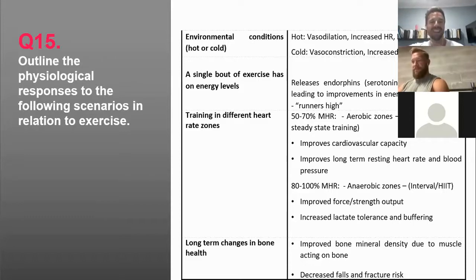So anyway, training in different heart rate zones. Okay, so what happens here? We talked a little bit about this last week with the training zones, zone 1, 2, 3, 4, 5. We'll just have a look at two basic zones here. The first one is anything between 50 to 70% of your max heart rate. We call this the aerobic zone.